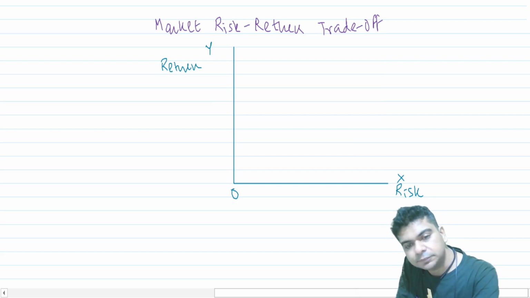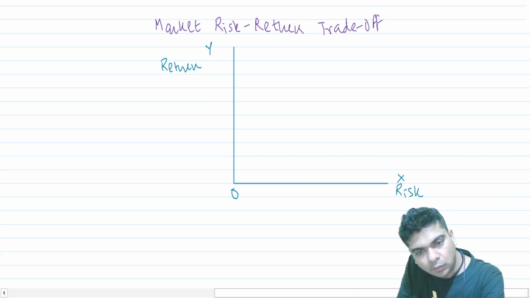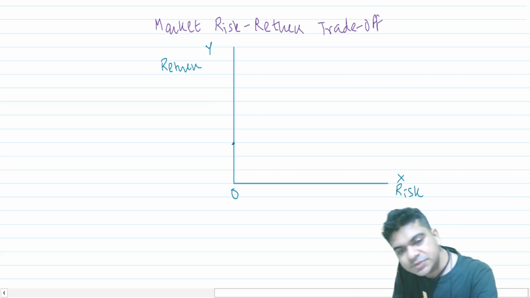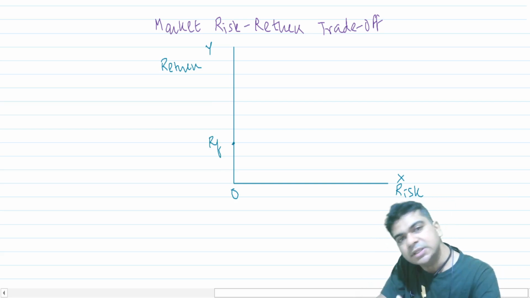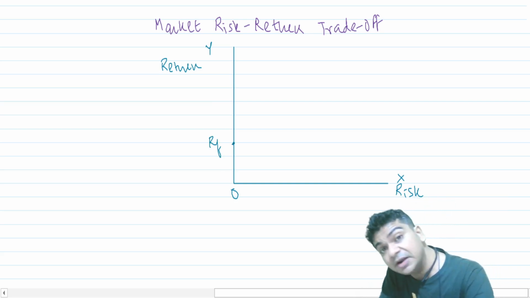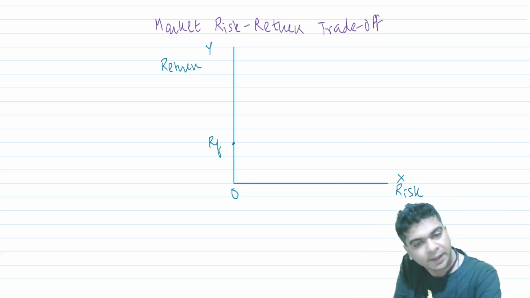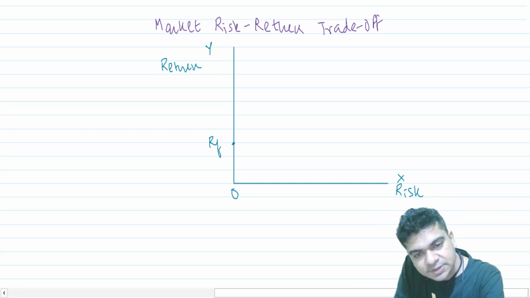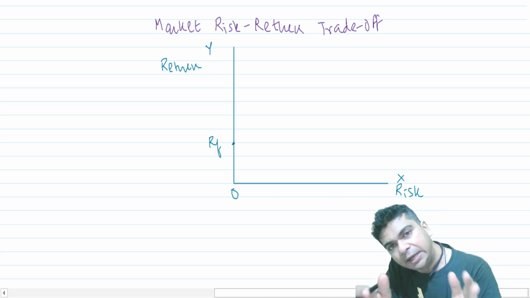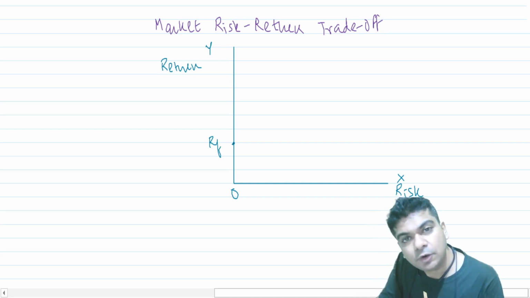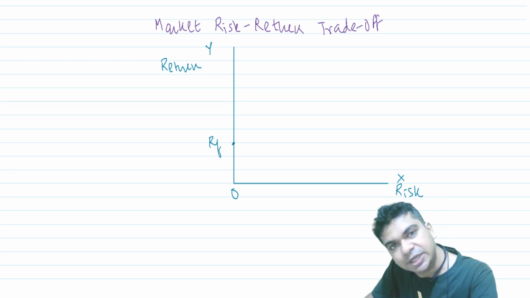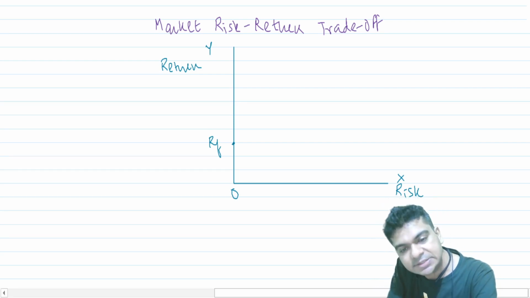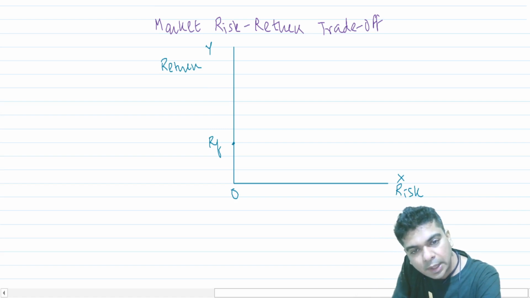So that is your risk. When risk is 0%, that does not mean your return will be 0%. When risk is 0, your return will be equal to the risk-free rate of return. Now what I will do is plot the market portfolio over here. Market portfolio, the Sensex or the Nifty, or for that matter, any other index that you are tracking. So I plot the market portfolio over here.